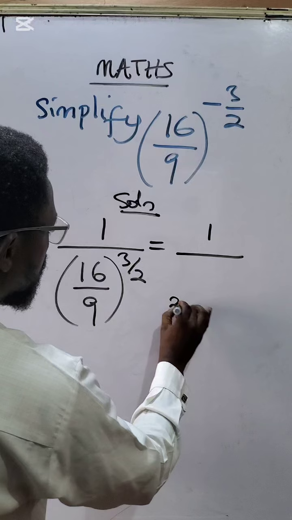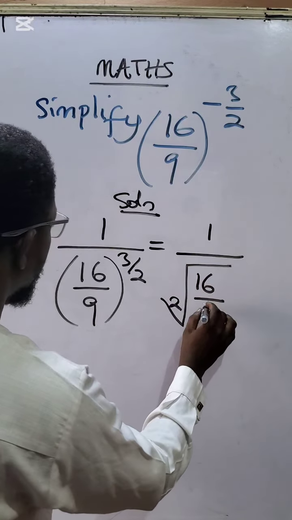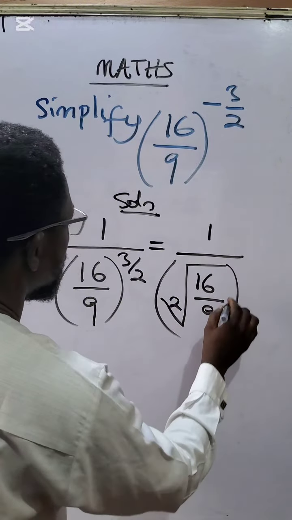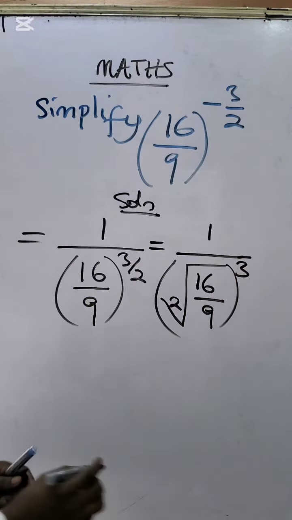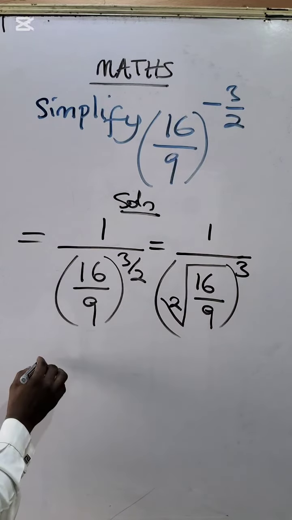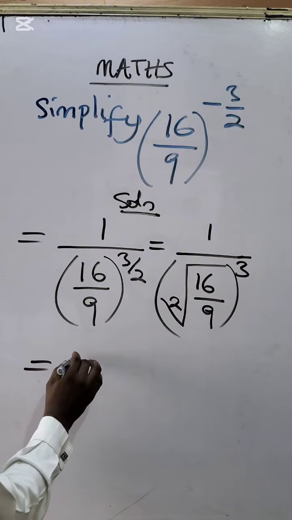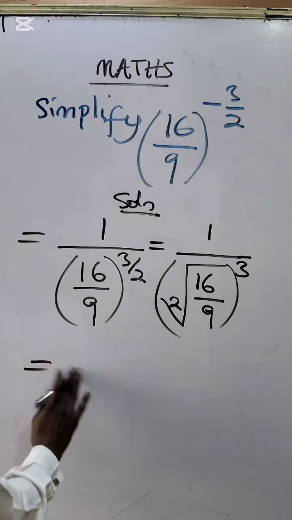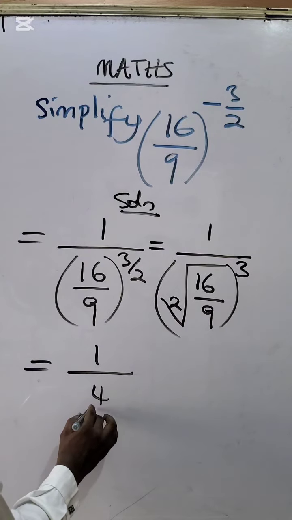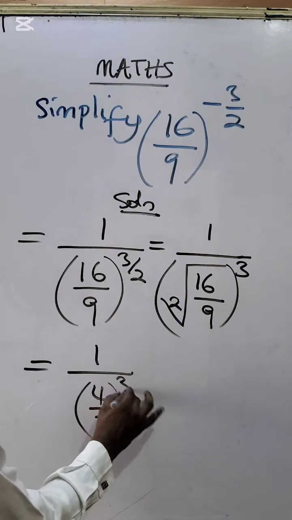This one becomes the square root of 16 over 9, raised to power 3. And when you find the square root of this one, it becomes 4, as 1 over 4 over 3, then raised to power 3.